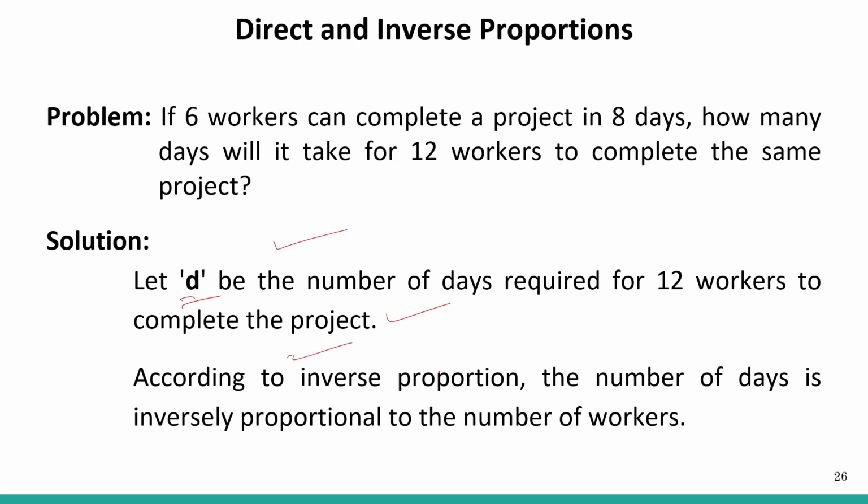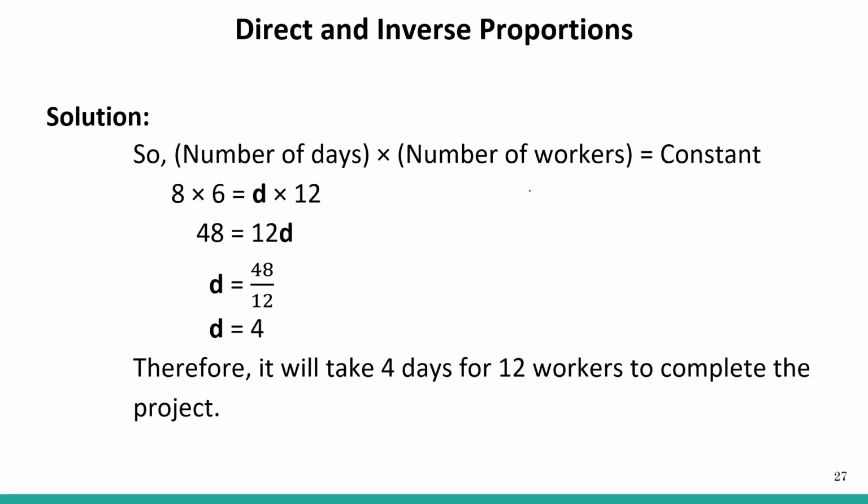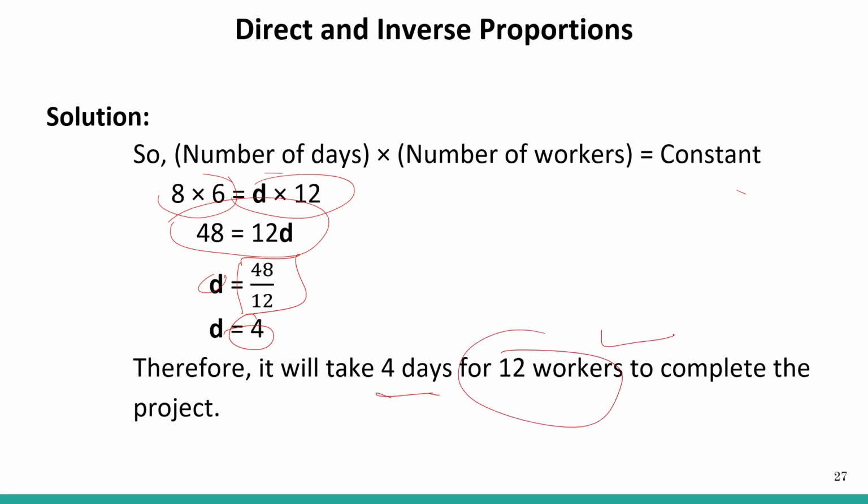So according to inverse proportion, the number of days is inversely proportional to the number of workers, so the number of days into the number of workers is equal to a constant. So 8 into 6 is equal to D into 12. So 12D is equal to 48. Again, D is equal to 48 by 12, which is nothing but 4, because 12 into 4 is equal to 48. Therefore, it will take 4 days for 12 workers to complete that same project.